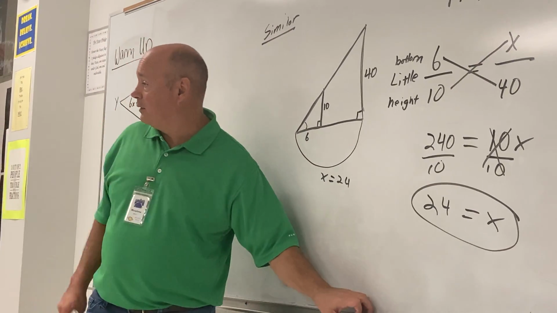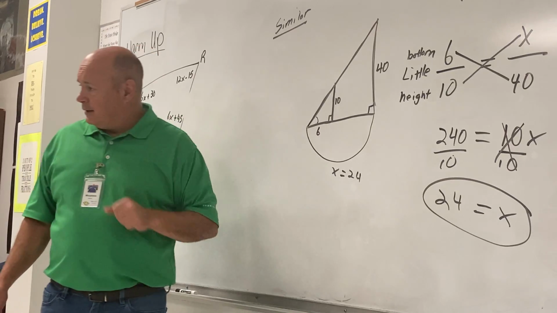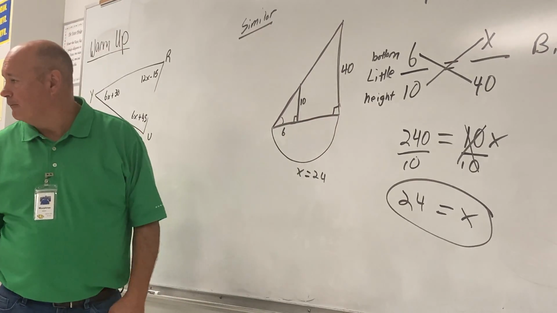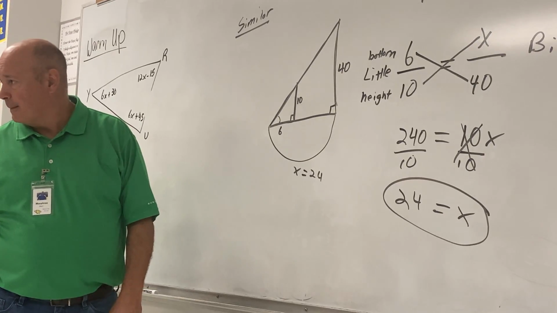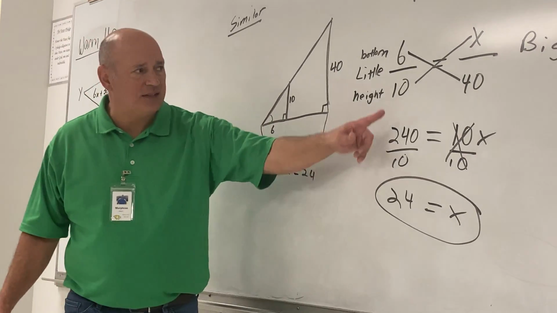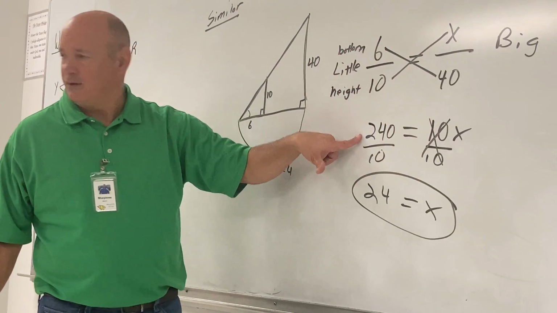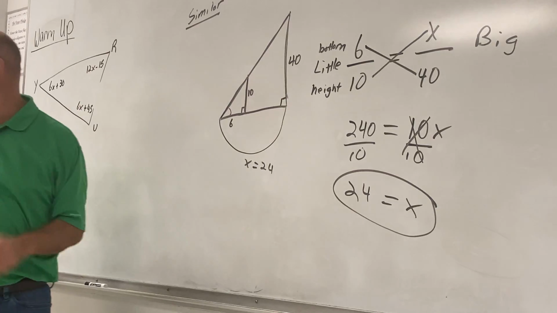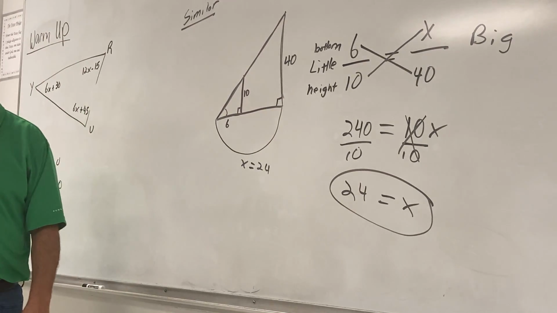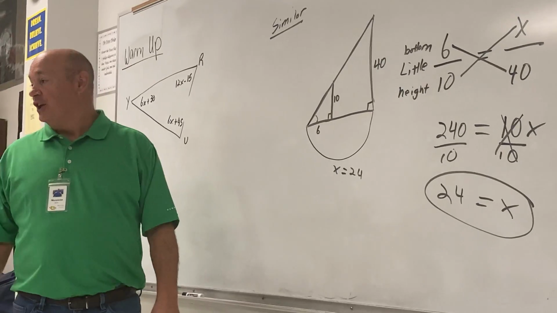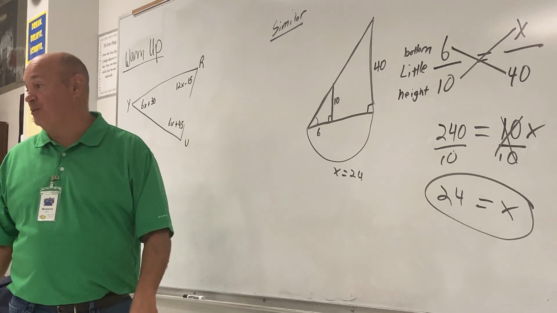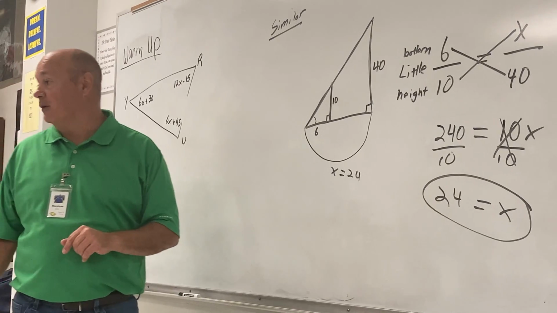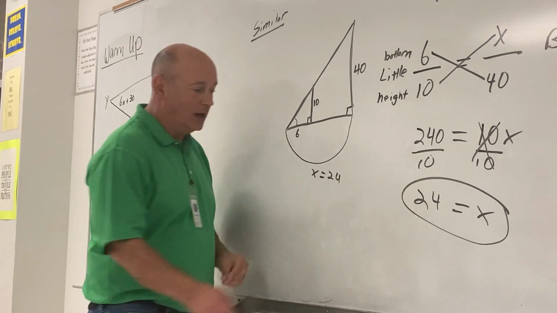I did 40 times 6 divided by 10 and got 20. That's what we just did, sweetie. You did exactly what I did. You need the proportion because sometimes you might do the 40 times the 10. You got to be careful. All right, moving on.